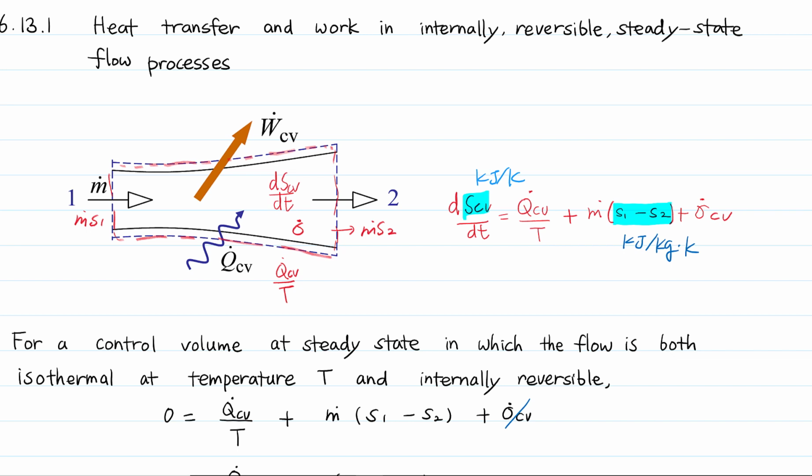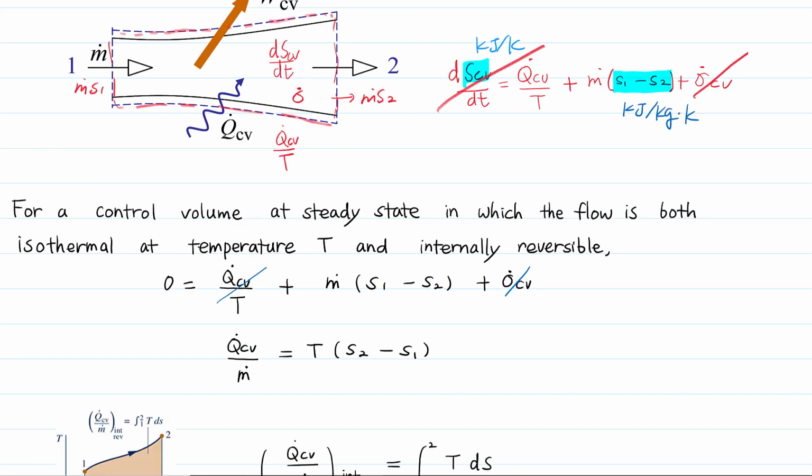In this section, we are going to apply the entropy rate balance for steady flow devices without irreversibilities. We will also acquire the relations for the heat transfer and work from the entropy rate balance. Since it's a steady flow device, time rate terms drop out. Assume it is an internally reversible process, so no entropy production. So the entropy rate balance is reduced as this.